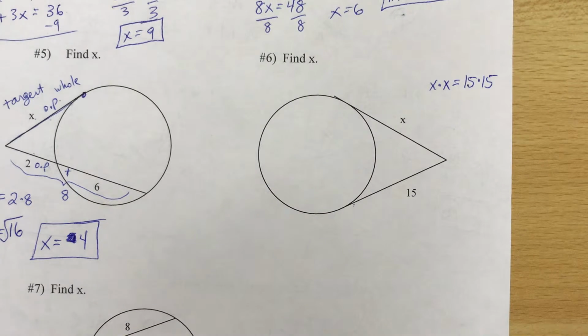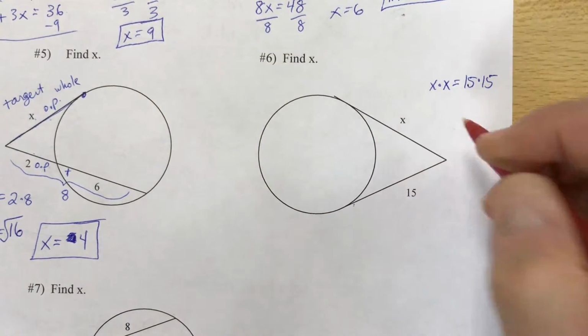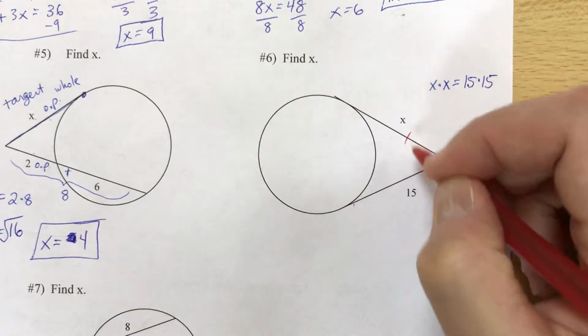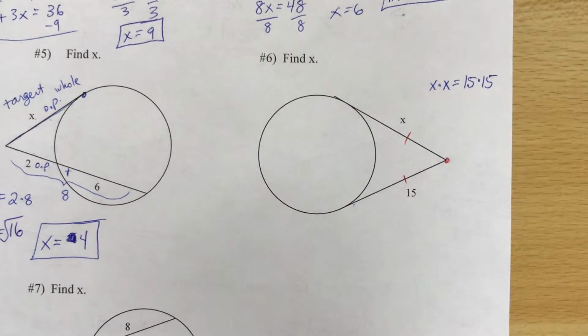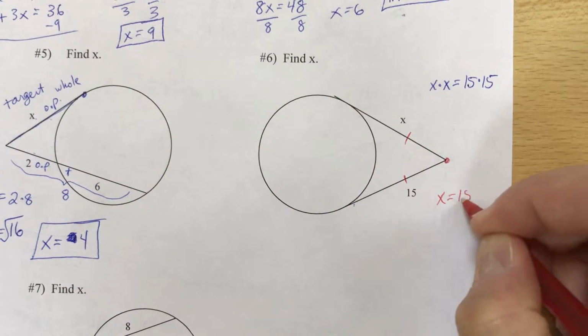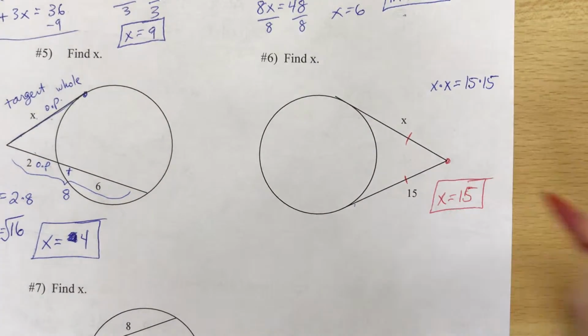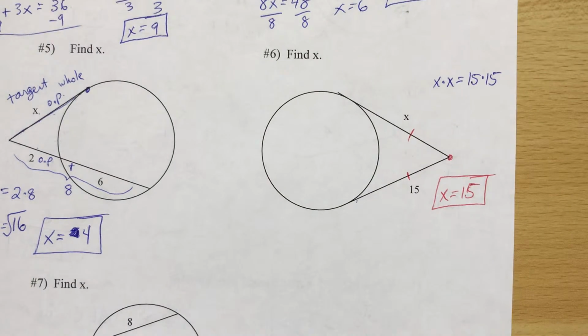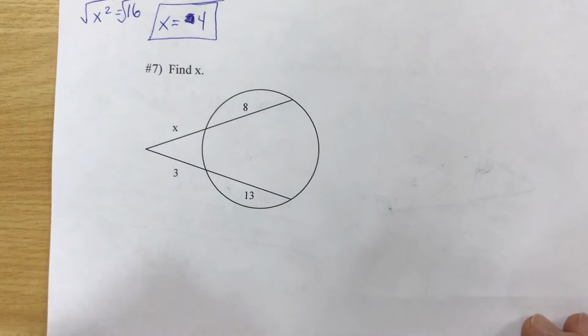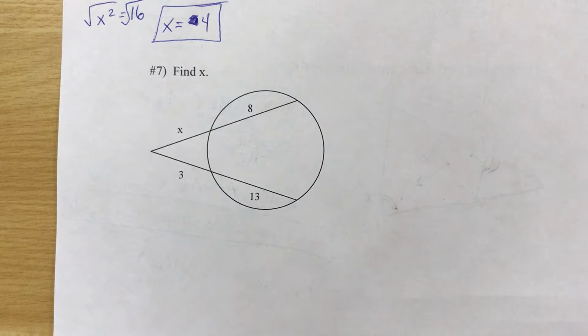But actually, before we do that, let's make this even simpler. We've already talked about this. When you have 2 tangents from the same external point, they have to be congruent. So you don't even need to do a formula. You can immediately say x equals 15, and you're done. So you want to look for those things. You want to look for relationships, look for shortcuts, because they can really help you out.